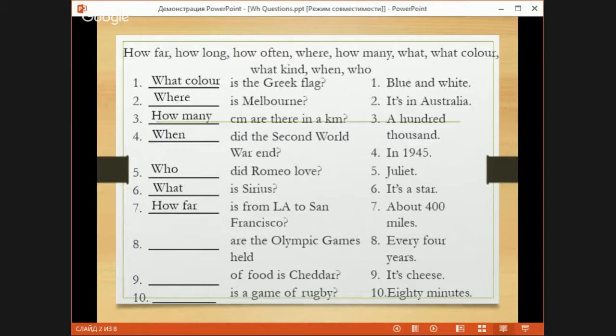How far is it from LA to San Francisco? About 400 miles. How often are the Olympic Games held? Every 4 years. What kind of food is cheddar? It's cheese. And how long is the game of rugby? 80 minutes. Also pay attention to intonation, it's falling.